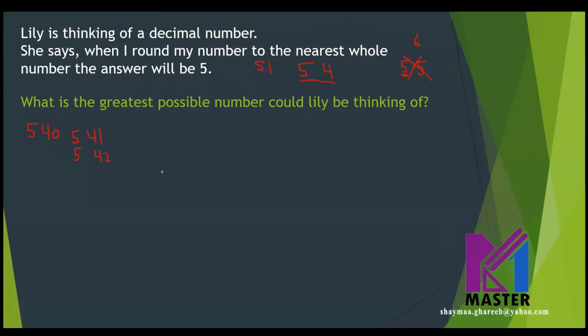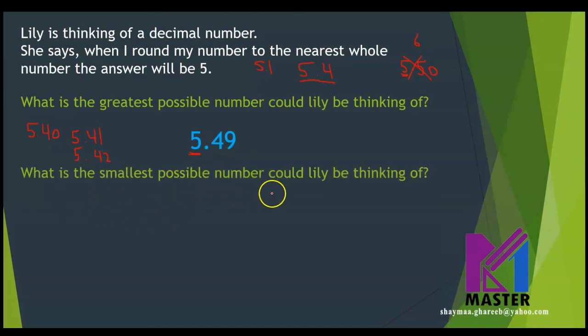I need to choose the greatest possible one. So what is the 2 decimal place number just before the 5.5 or the 5.50? 5 and 50 hundredths. Of course, it will be 5.49. So this is the greatest possible number. When we round it to the nearest whole number, it will give me 5. Let's see the next question.